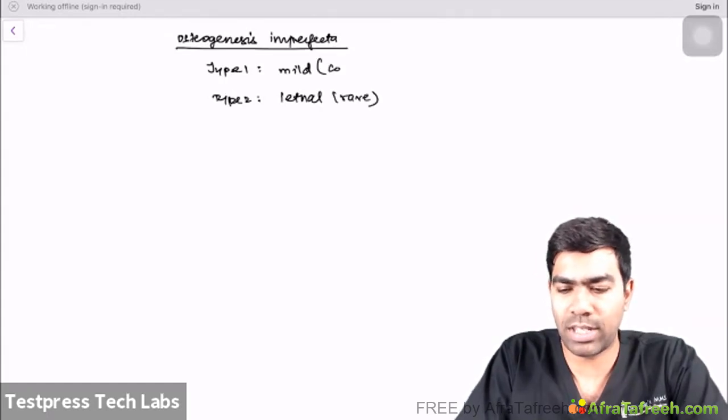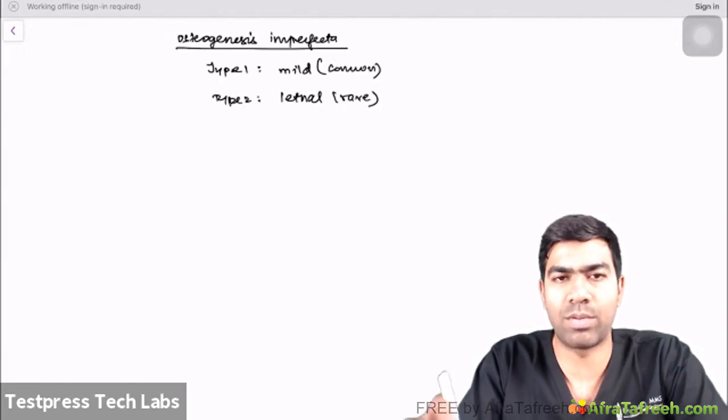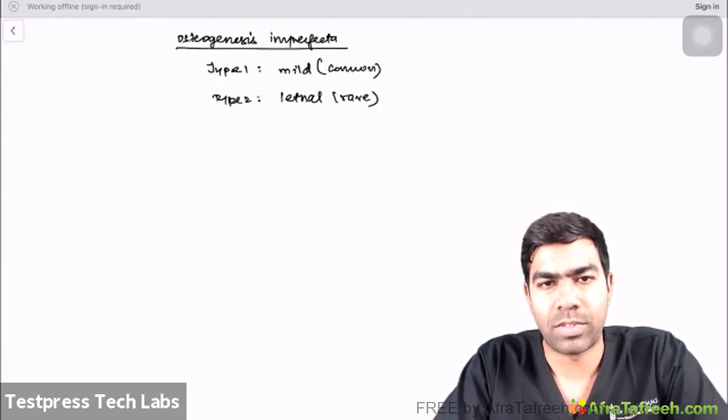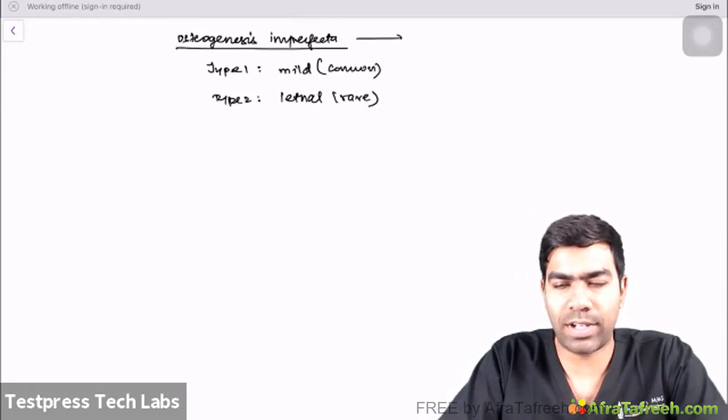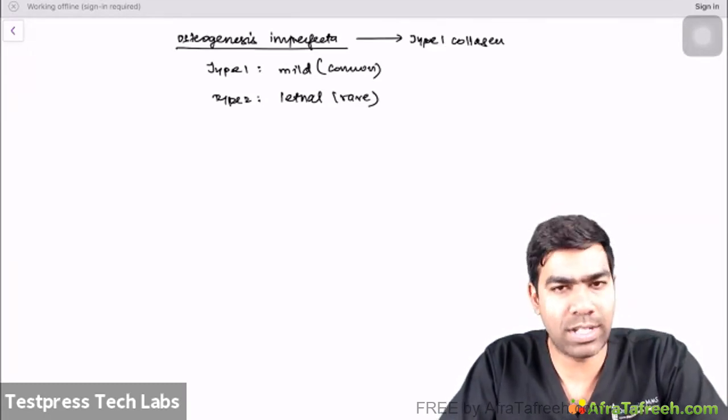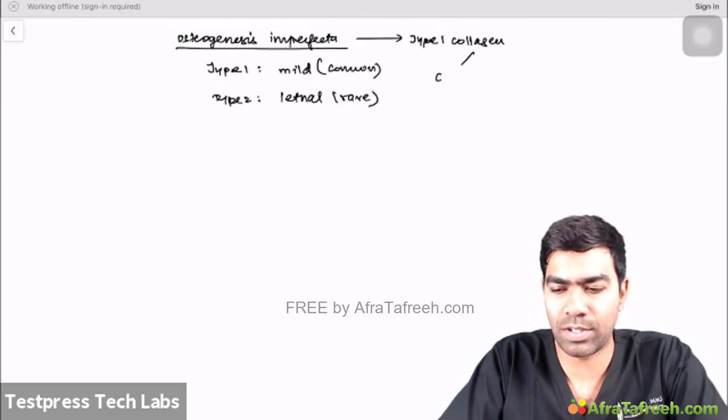Whereas, fortunately, the type 1 disease, which is mild, is going to be relatively common compared to the type 2 disease. And we know that osteogenesis imperfecta is a problem of type 1 collagen. So type 1 collagen has two chains. One is called the alpha 1 chain and the second is the alpha 2 chain. Which means you have two genes.